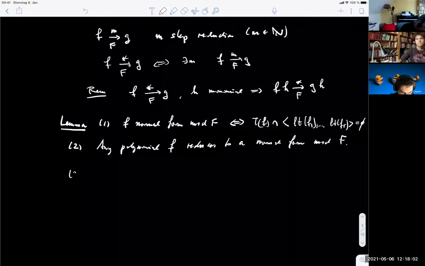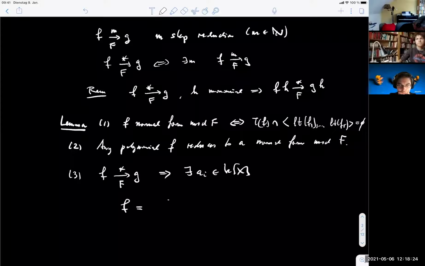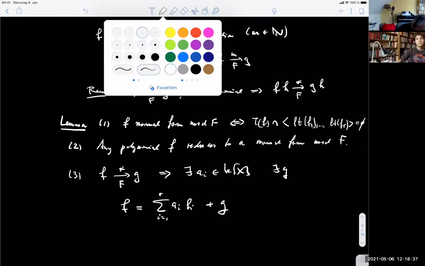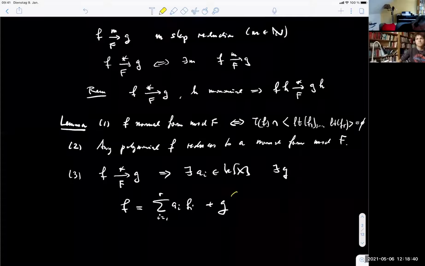Okay, third statement, that's also important. Let's assume I reduced f to g. Then I always have such a representation. I have some coefficient polynomials ai such that f can be written as a linear combination of the fi plus some g. I think of g as something like the remainder.